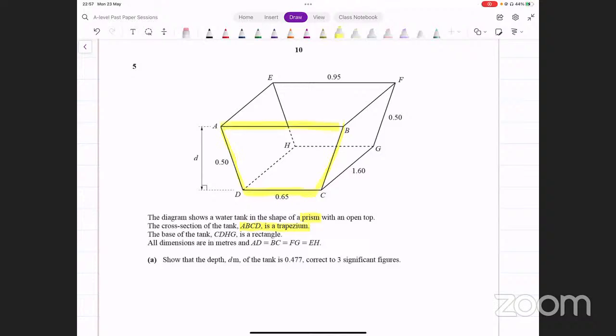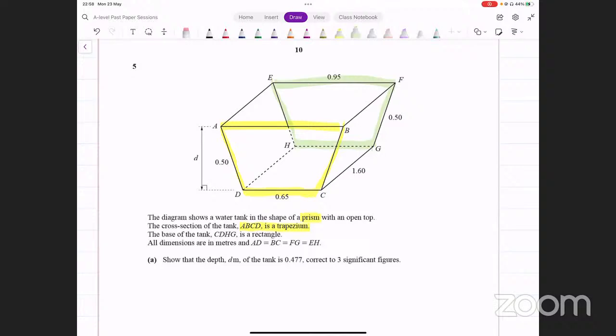तो इसके opposite side पे, पीछे वाली side पे आप देखेंगे तो वो भी आपके trapezium बन रहा है. तो opposite sides जो हैं वो आपकी इस तरह से same आ रही होती हैं prism के अंदर. ठीक है. So this is how it looks like. It says base of the tank CDHG is a rectangle. वो भी आपको नज़र आ रहा है. All dimensions are in meters.